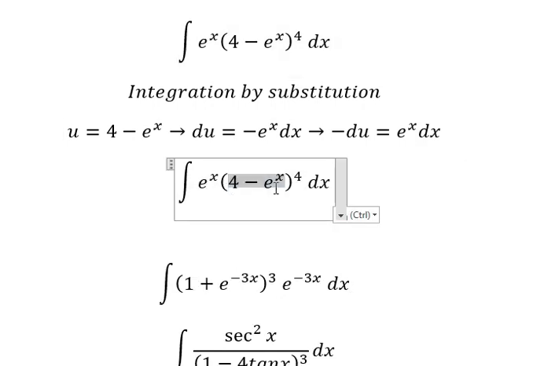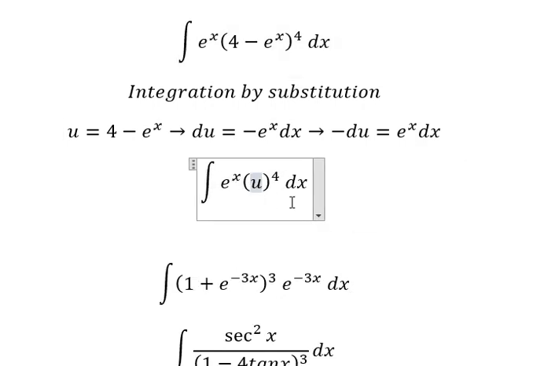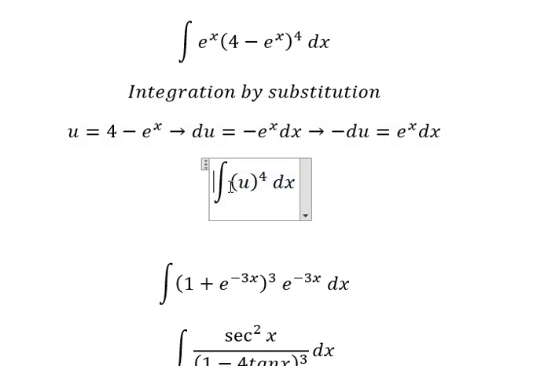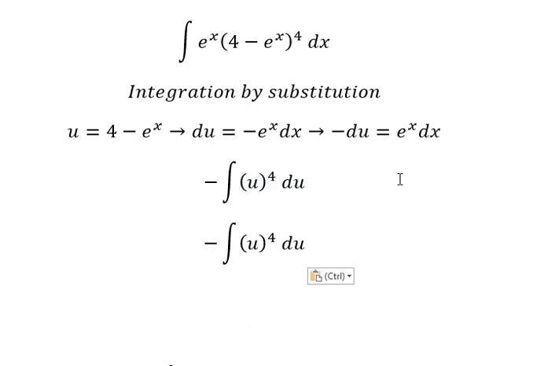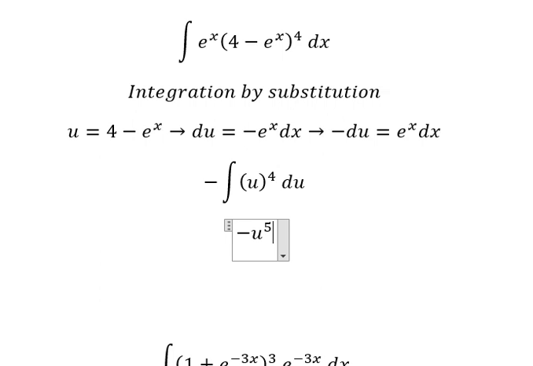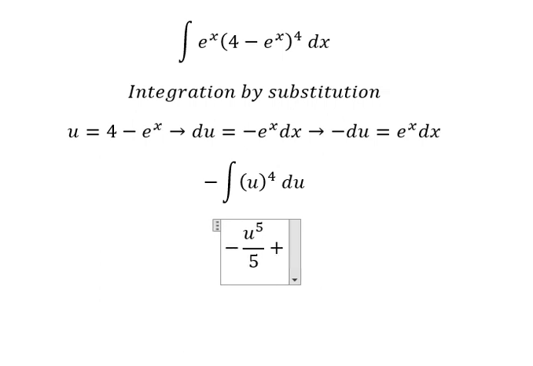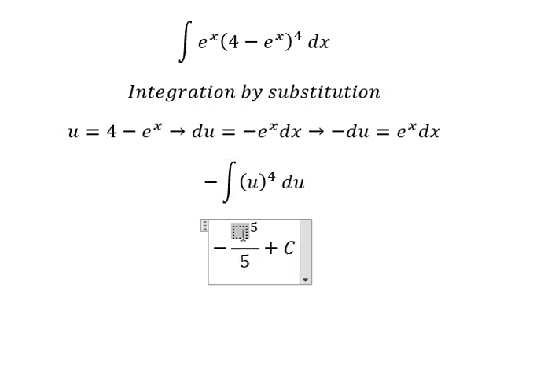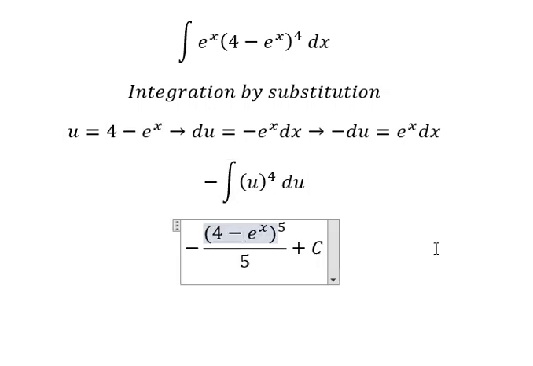So this one we change for u. This one with the s we change for this one. So the integration of this one is u to the power of 5 over 5, and I will put plus c. About u, that is this one. And this is the final answer.